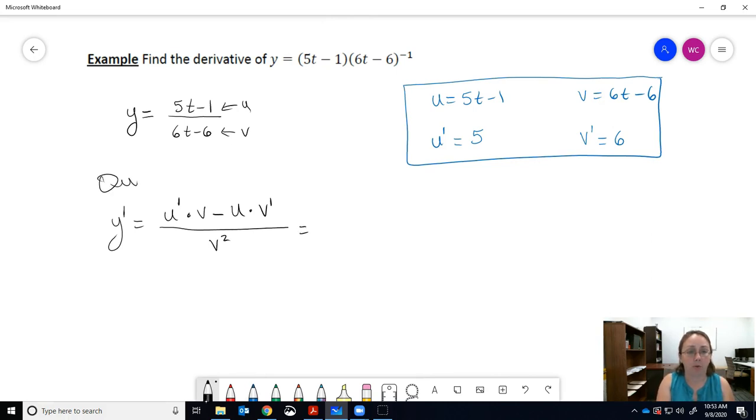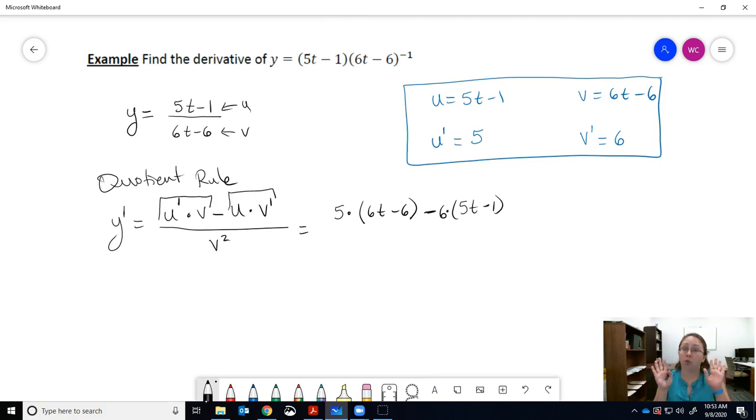So let me write here, we're doing quotient rule. That's the formula we wrote down. We just plug it in. So u prime we have is 5 times the v, that's the original 6t minus 6, minus a u, that's the original u, 5t minus 1, times v prime. Now you can put it at the end or you can put it at the beginning. I'm just rearranging the order of the product. Remember, which order you multiply in doesn't matter. It's the subtraction that you have to have right. You have to have u prime times v and u times v prime on those sides of the minus sign. But the multiplication you can rearrange.